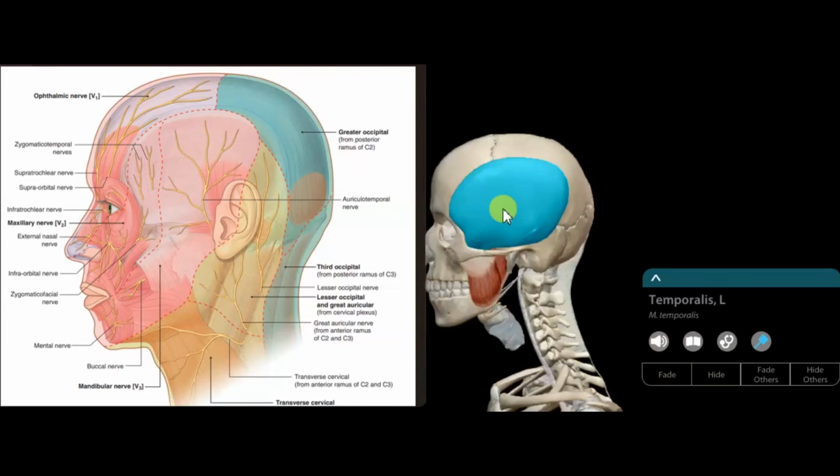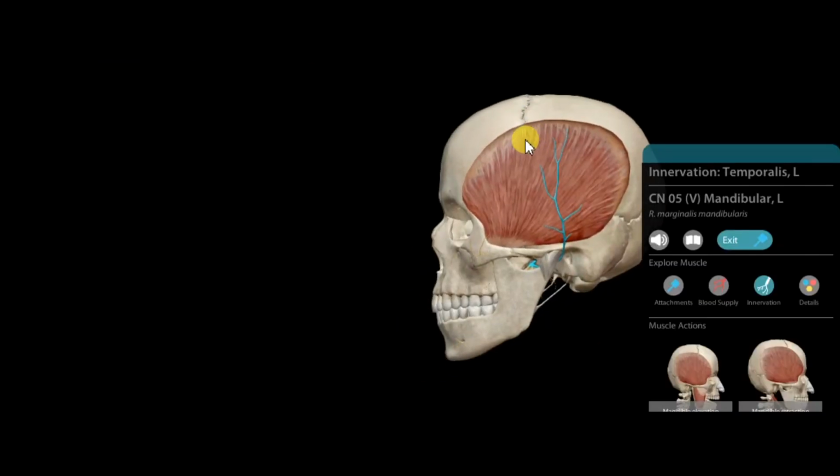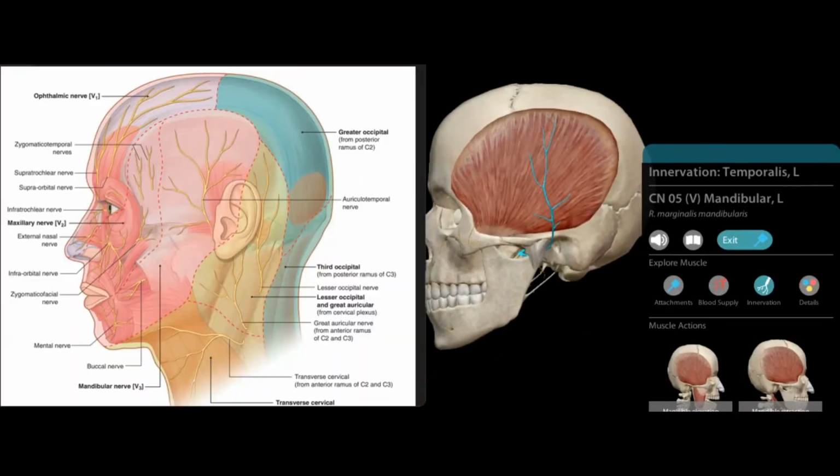The last group is the muscles of mastication, as I talked about. In the muscles of mastication, the first one here is the temporalis, and it is innervated by the deep temporal branch of the mandibular nerve.